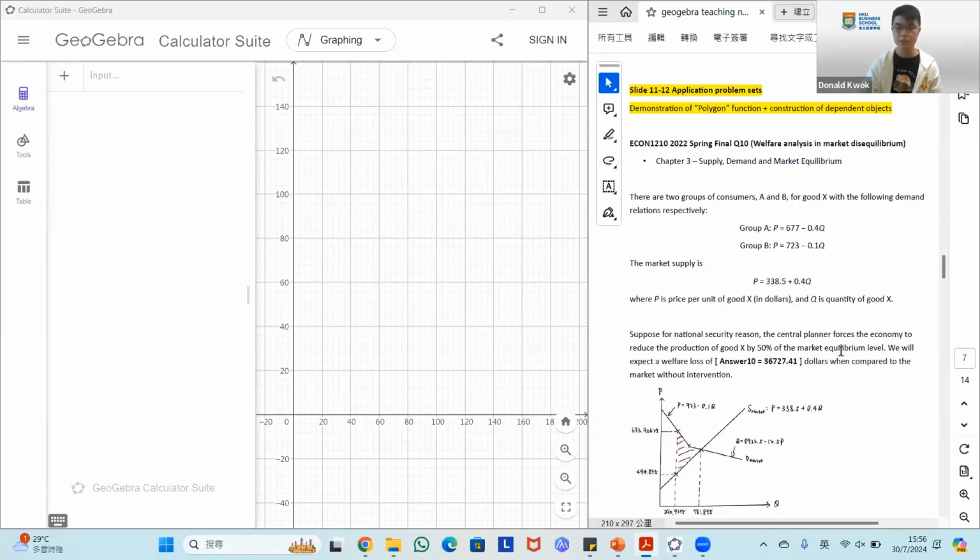So let's type the individual demand and also derive the combined demand curve in question. Okay, so these are the individual demand curves. How can you derive the combined demand curve? When the price is low enough, specifically lower than 677, then both groups A and B are willing to buy positive units of good X. So this is why the combined demand at price lower than 677 will simply be the sum of the individual demand of two groups.